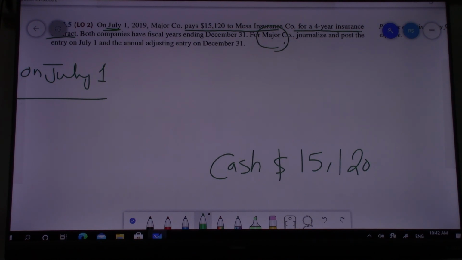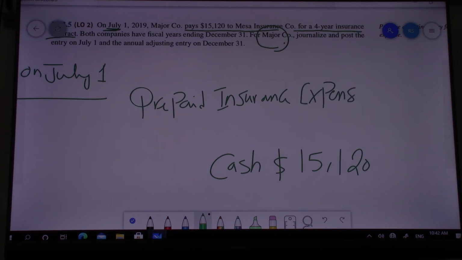Did you use this insurance? Has this insurance expired? No, so we cannot recognize expenses now. What happened? We paid this in advance for a 4-year insurance. So we have an asset, and the asset is called prepaid insurance expense. By how much? By the same value. What about the adjusting entry, the second requirement, on December 31st?